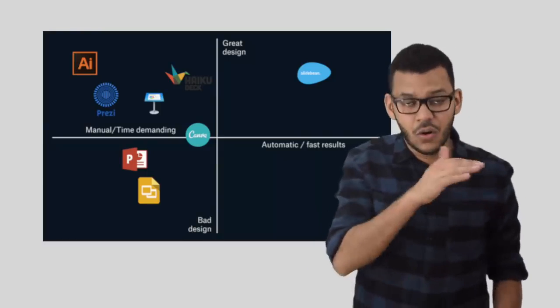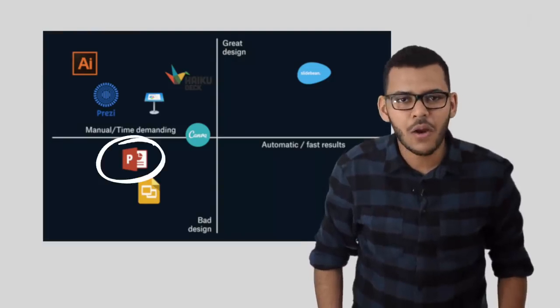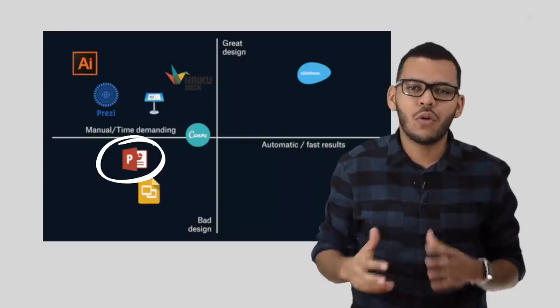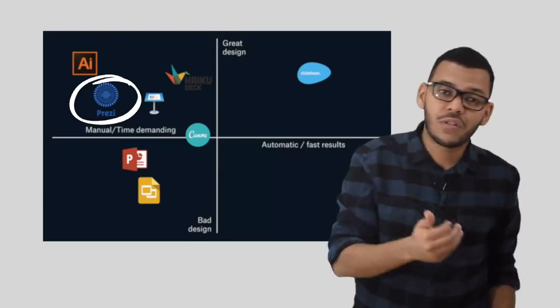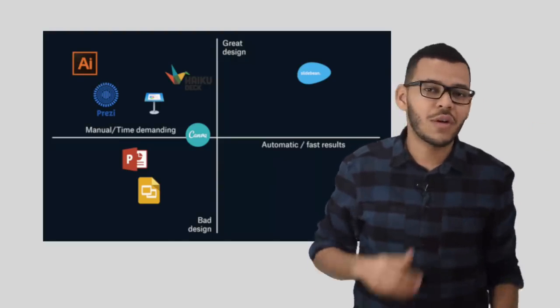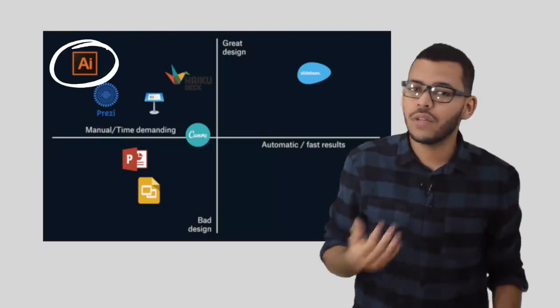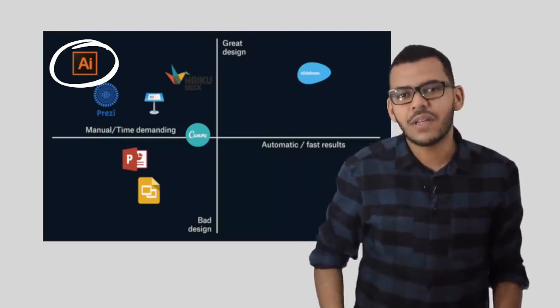In our case, the horizontal axis would be represented by time required to make a presentation or a pitch deck. And then quality of design, we would put that on the vertical axis. Traditional presentation software like PowerPoint would have an average design quality with terrible efficiency. Prezi, for example, provides somewhat better results at the cost of even more time. All the way up to the extreme, you can create a top-of-the-line presentation using Adobe Illustrator, but this is a professional tool for professional designers.